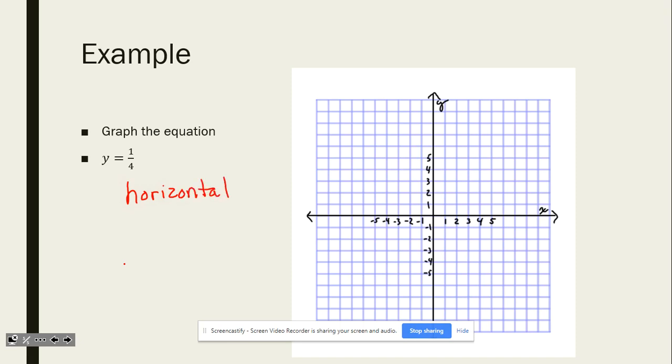1/4 is between 0 and 1, and it's a little bit closer to 0. My guesstimate will be that it will be right about there. I'll draw my horizontal line all the way through. Again, please make sure you're using a straight edge, arrowheads on the end of each line, and labeling the line.